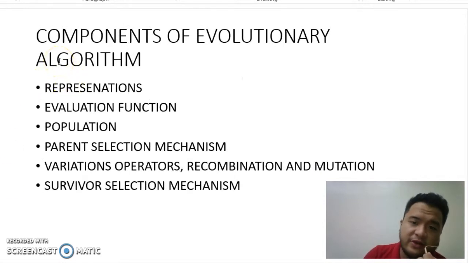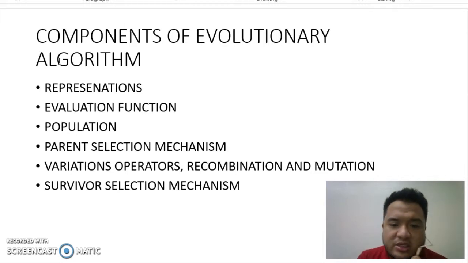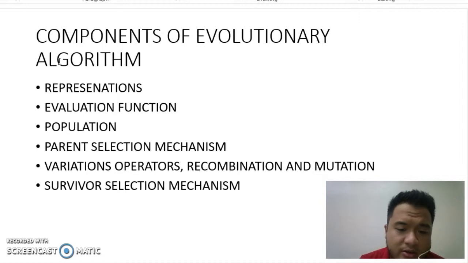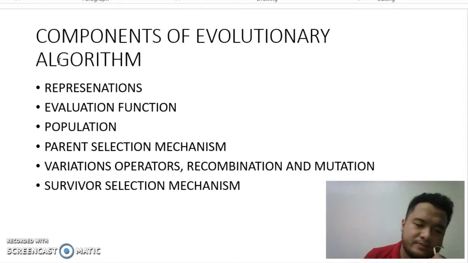Okay, components of evolutionary algorithm. It consists of a representation, evaluation function, population, parent selection mechanism, variation operators, recombination and mutation, and survivor selection mechanism. EA have a number of components, procedures, or operators that must be specified in order to define a particular EA.